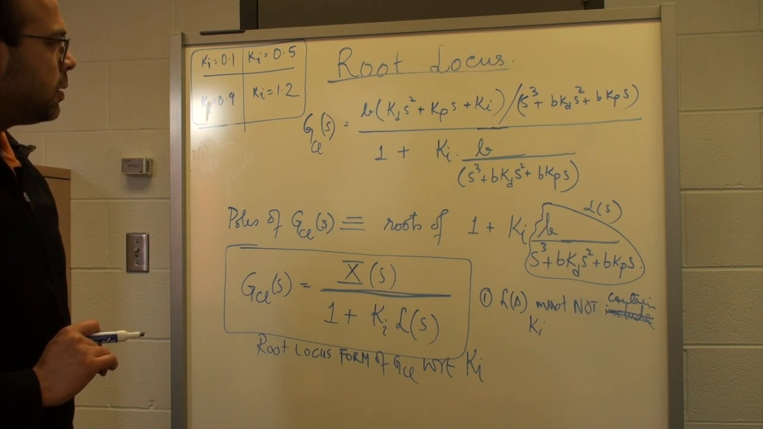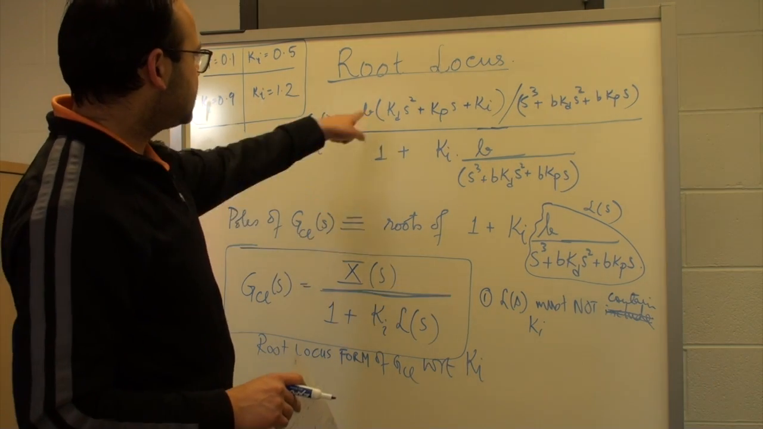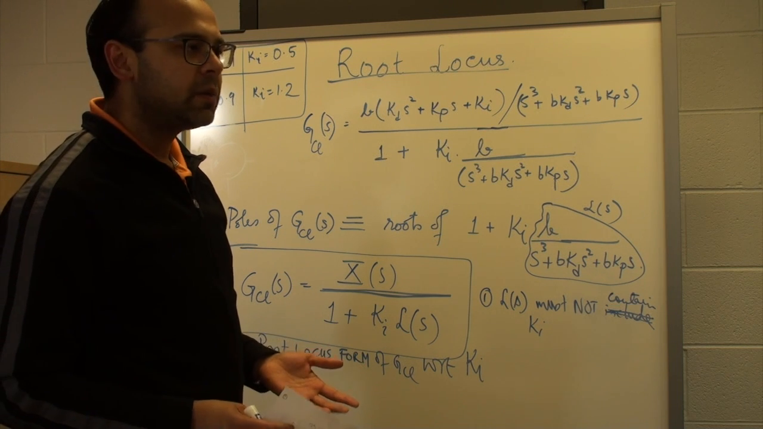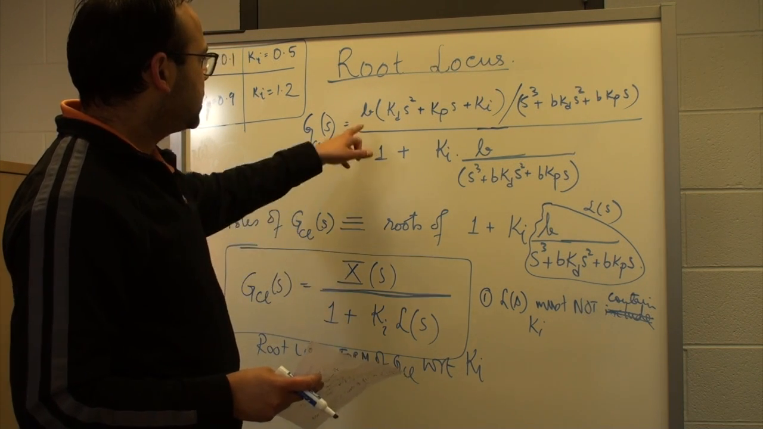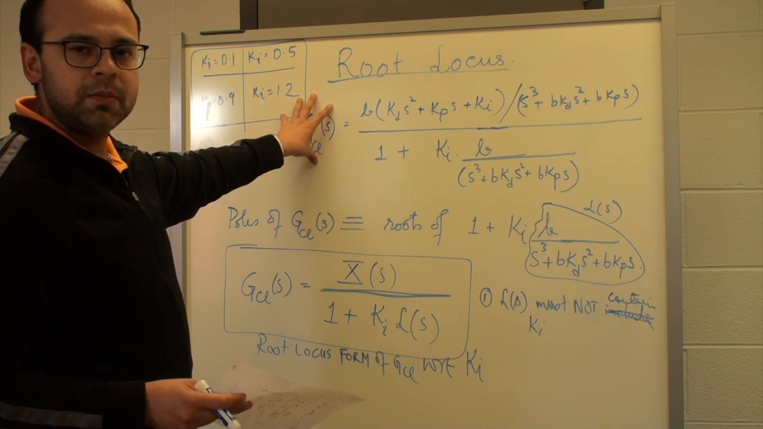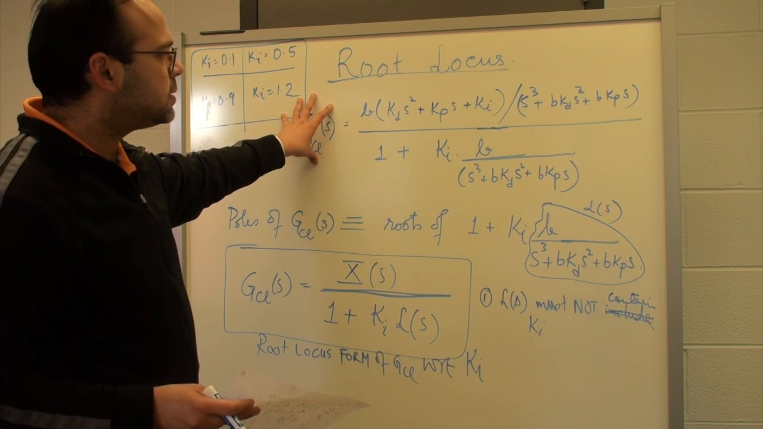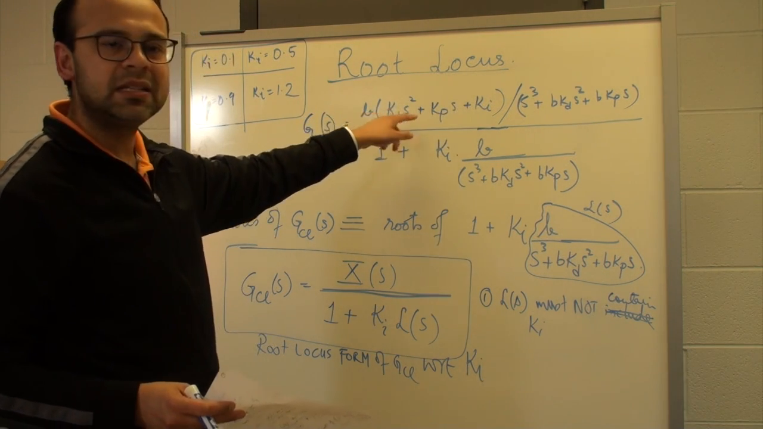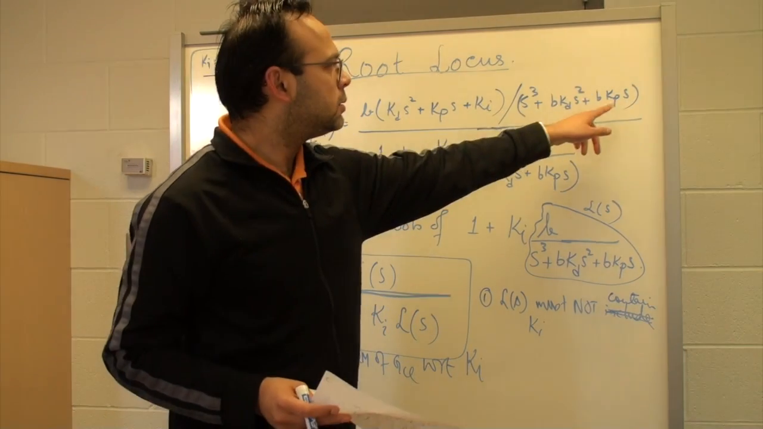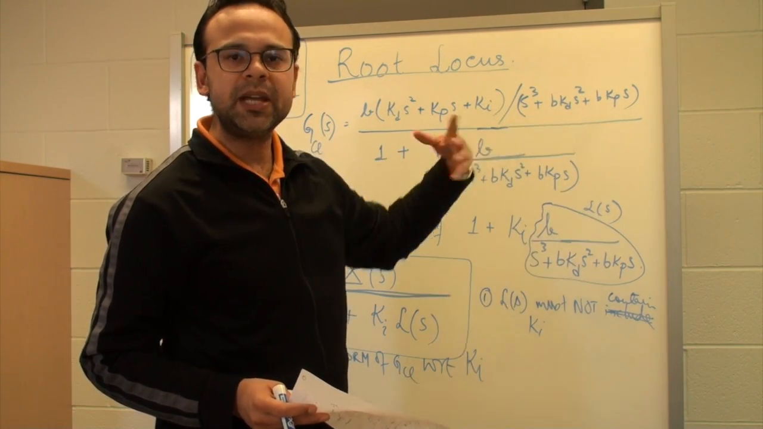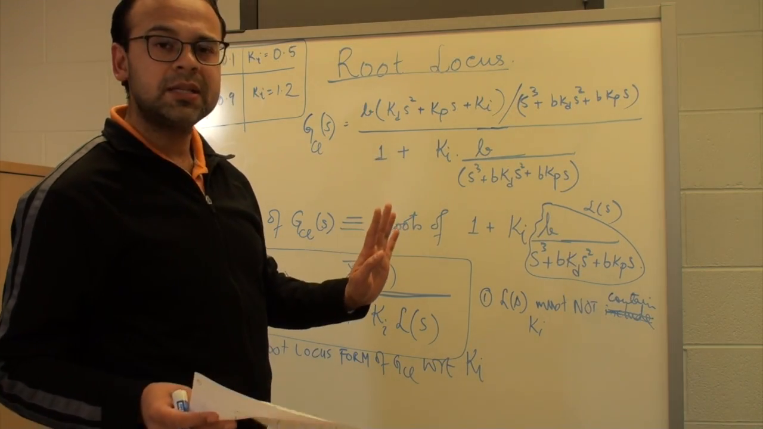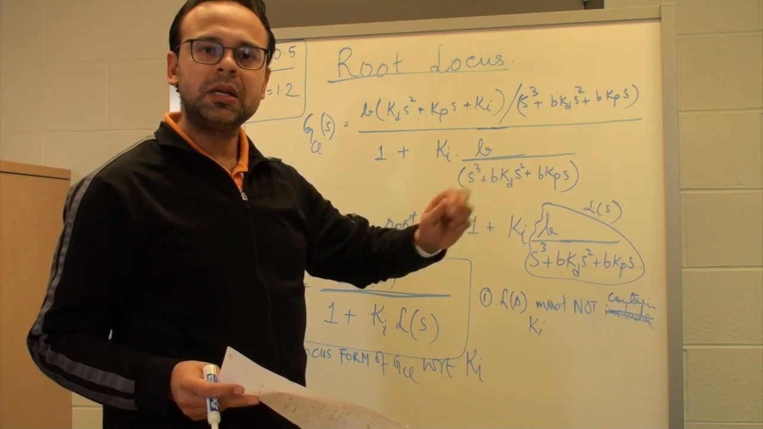What about X(s)? Well, we see that in this example, X(s) does have Ki. But X(s) is yet another transfer function. You can think of it that way. It's a Laplace transform of something. It's a transfer function, so it has a numerator and a denominator. The poles of GCL will not be affected by the numerator here, because that stays in the numerator of GCL. The poles of GCL can be affected by the denominator. So make sure that the denominator of X(s) does not have Ki, and that's it. So long as that is true, this part will remain constant as you change Ki.